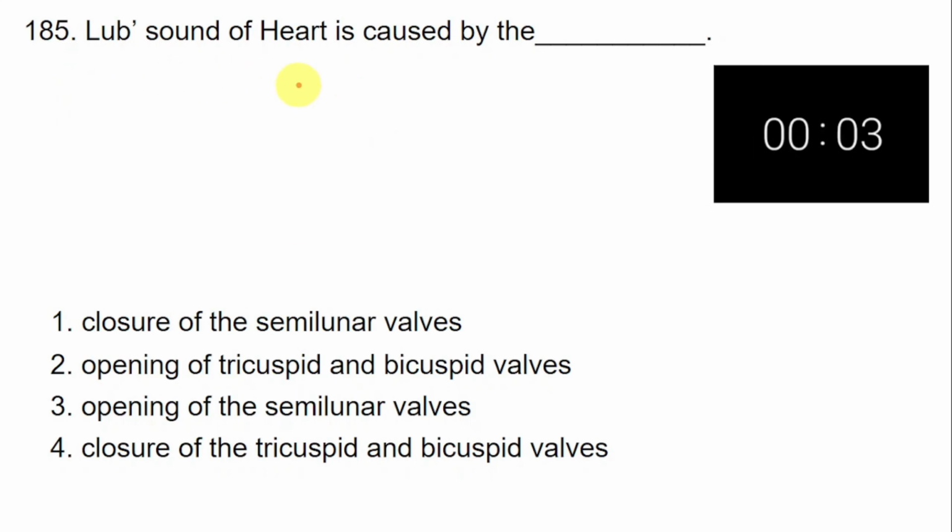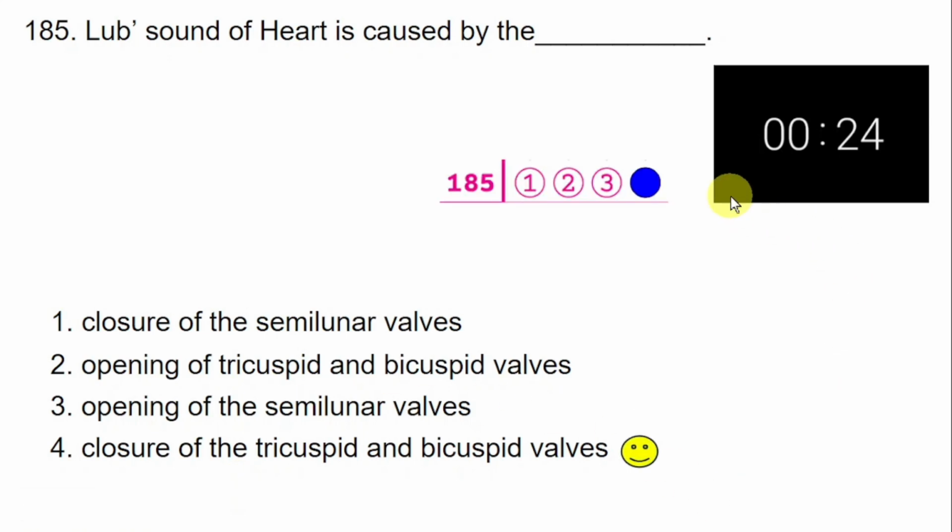Lub sound of heart is caused by... the lub is the first sound, and the first sound is produced by the... it is not opening, it will be closure of tricuspid and bicuspid valves. So option 4 is the right answer. Mark it on the OMR sheet, and we are done with this question.